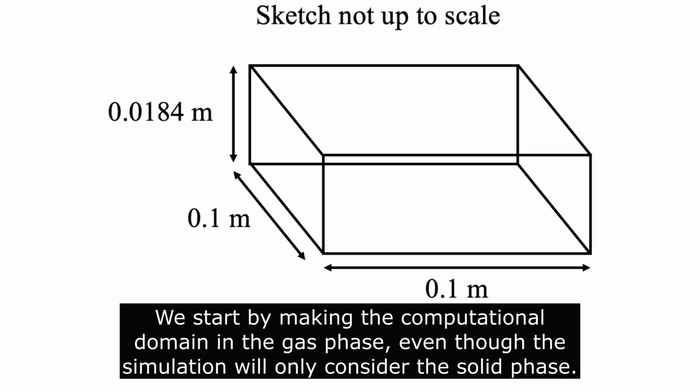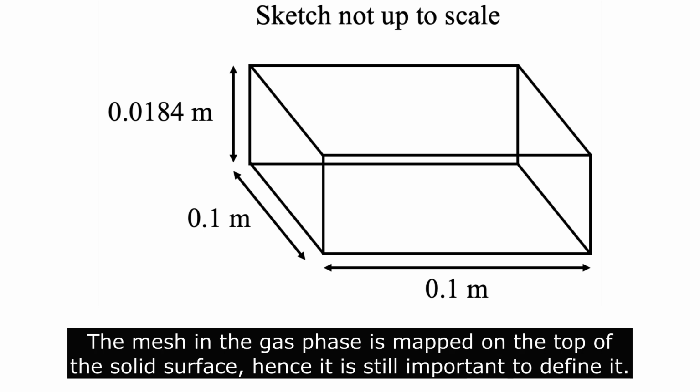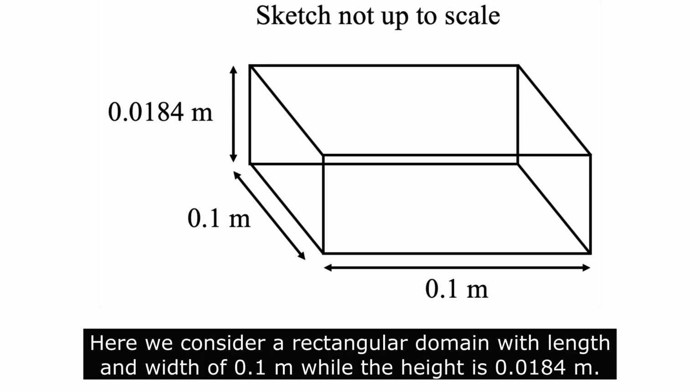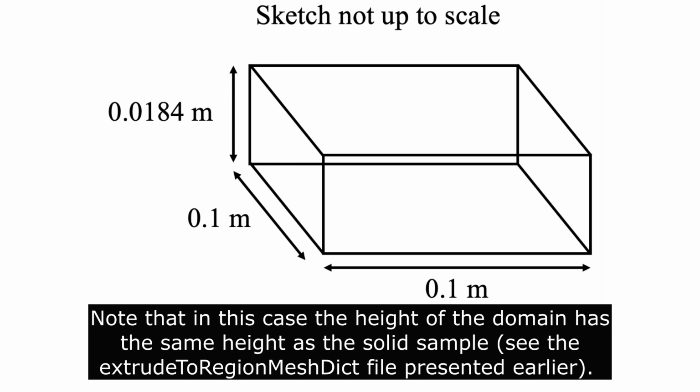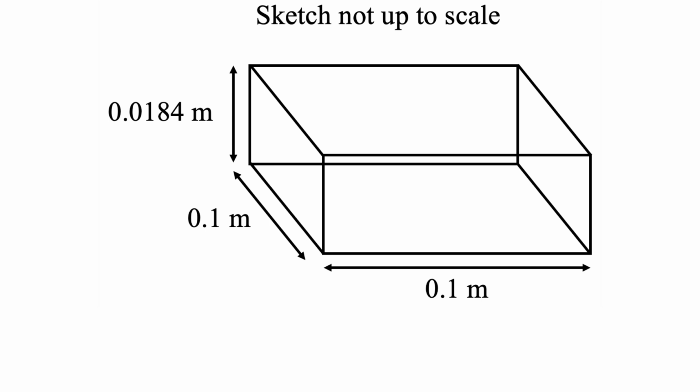We start by making the computational domain in the gas phase, even though the simulation will only consider the solid phase. The mesh in the gas phase is mapped on the top of the solid surface. Hence, it is still important to define it. Here we consider a rectangular domain with length and width of 0.1 meters, while the height is 0.0184 meters. Note that in this case, the height of the domain has the same height as the solid sample. See the extrude to region meshdict file presented earlier.